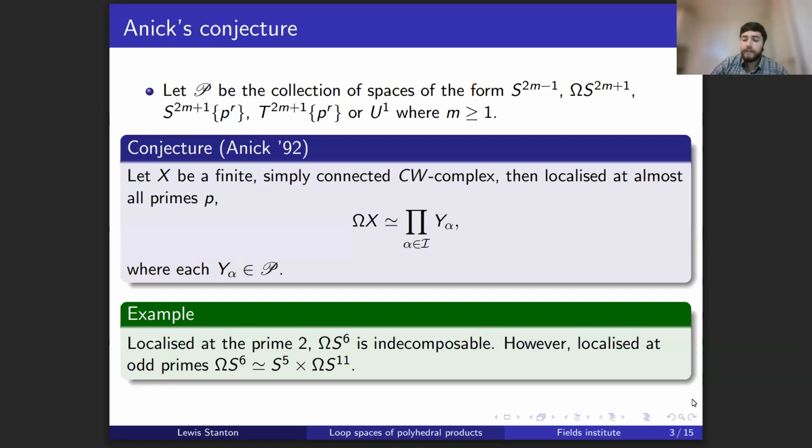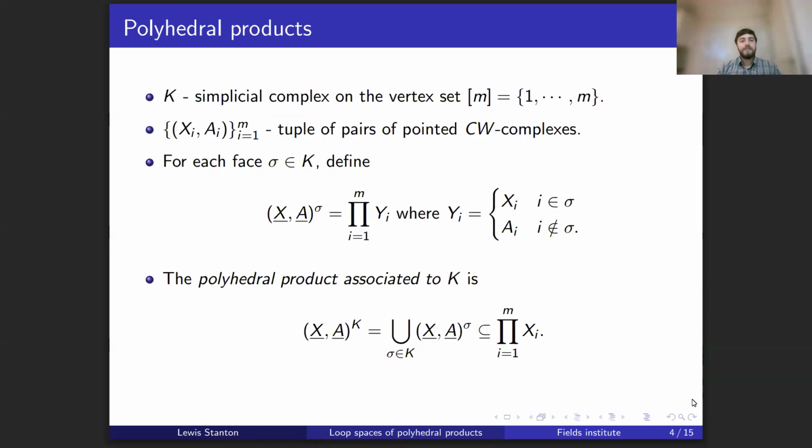But what we want to talk about here is polyhedral products, and I know we've seen the definition a few times this week, so I will just quickly go over it. For the polyhedral product, we have two ingredients. The first of which is a simplicial complex on the vertex set from 1 to m. And for each of these vertices, we will have a pair of pointed CW complexes.